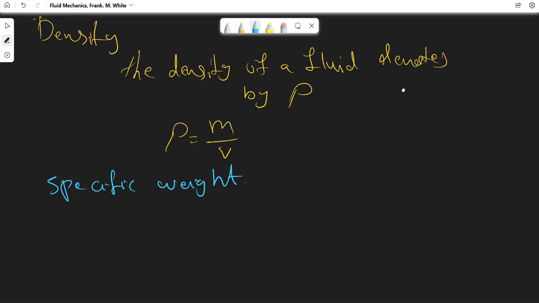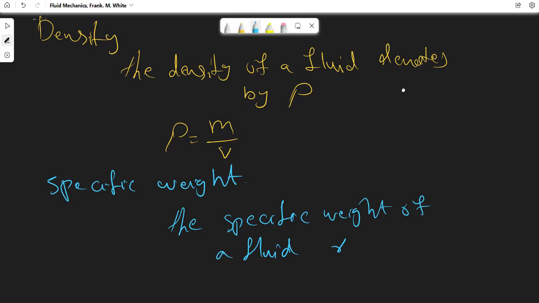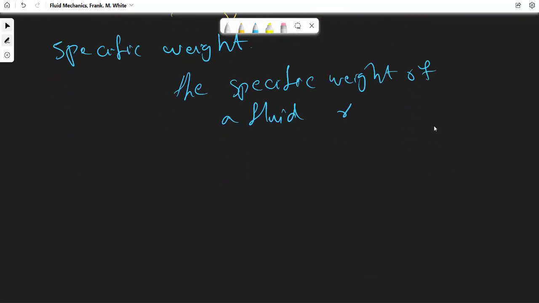The specific weight of a fluid, denoted by gamma, equals its weight per unit volume. Just as a mass has a weight mg, density and specific weight are simply related by this relation. The units of gamma are weight per unit volume.